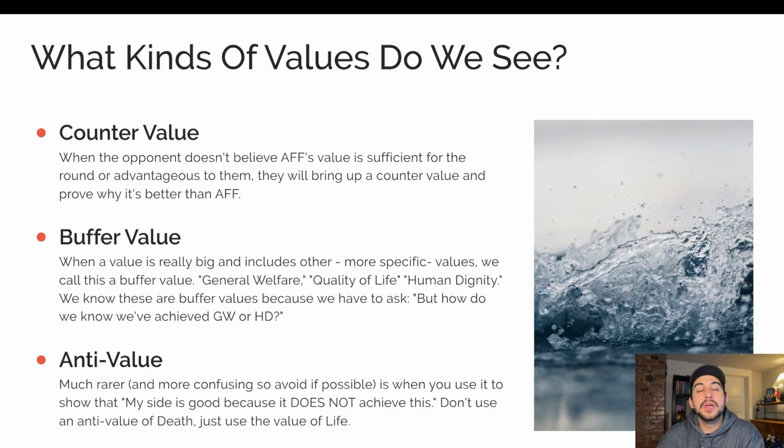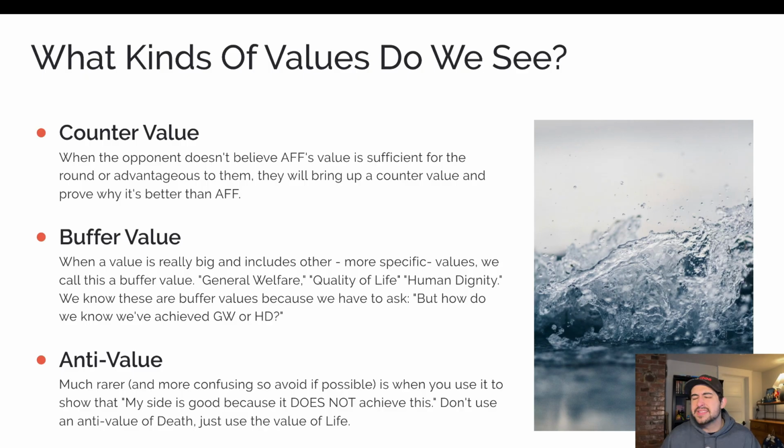So, for example, don't use an anti-value of death, saying, well, whichever side creates more death is therefore bad. Just use the value of life. Whichever side achieves life is the side that should win your round. Things like that. So some debaters will try to use an anti-value, and I think they've been successful in the past. I've never seen one written. I've never come across one when I was a debater, but they are out there. And if you're the type of logician that can sway anyone with your arguments, then maybe this is the type of value for you. But for now, just focus on a regular value. There's not a need to confuse the judge even more, especially when you're dealing with community judges.